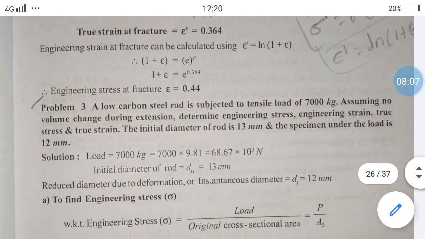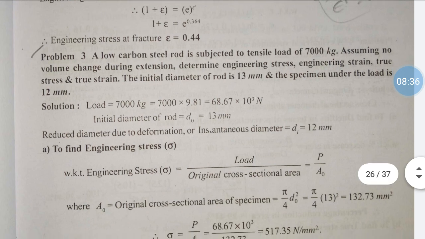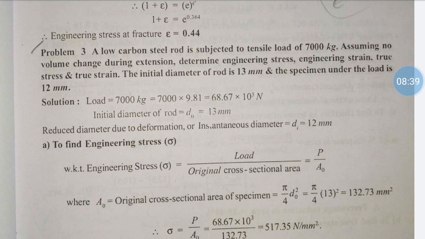Next, the third problem is also related to engineering stress, strain, true stress, true strain, same thing. You just see, a low carbon steel is subjected to a tensile load of 7,000 kg, assuming no volume change during extension. Determine the engineering strain, true stress, true strain. The initial diameter of the rod is 13 mm and the specimen under the load is 12 mm. That means initially it is 13 mm, the specimen under the load is 12 mm. Okay, 1 mm reduction in diameter.